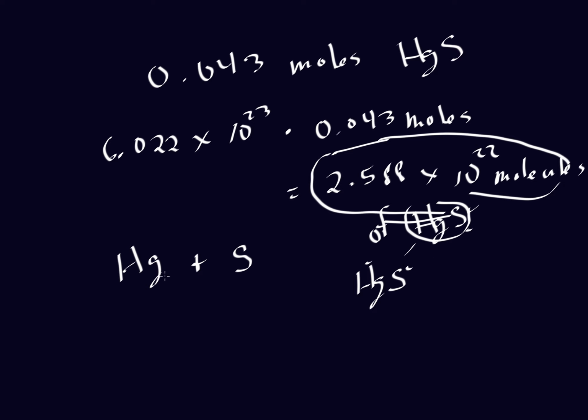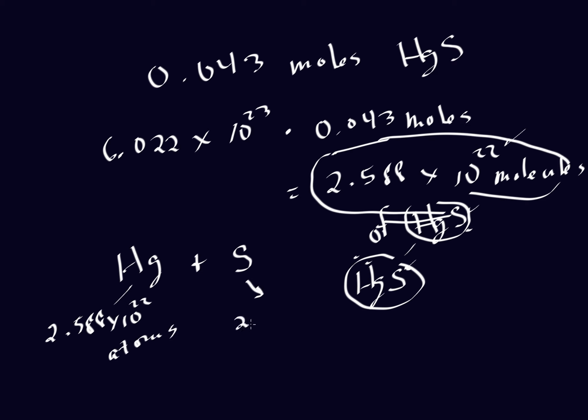Let's rephrase it a different way. If we have 2.588 times 10 to the 22 molecules of mercury sulfide, then that means we need the same number of mercury atoms and the same number of sulfur atoms. So for mercury, we've got 2.588 times 10 to the 22 atoms. And then for sulfur, we have the same amount, 2.588 times 10 to the 22 atoms of sulfur. And so if we have this many atoms of sulfur and this many atoms of mercury, then we can combine those two to make this many molecules of mercury sulfide.